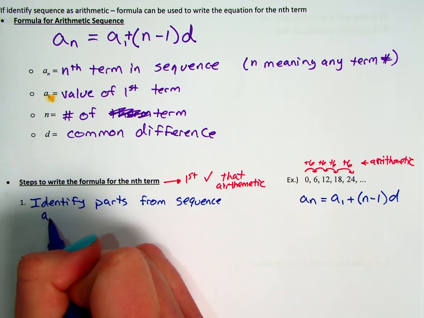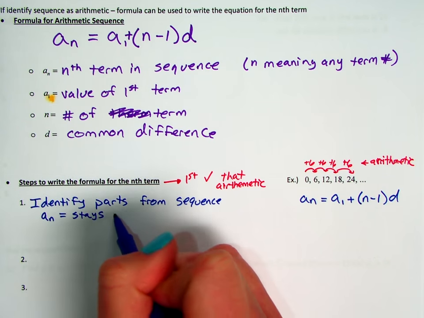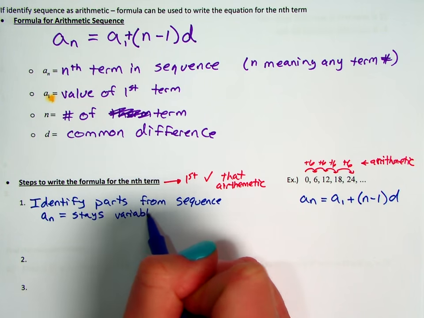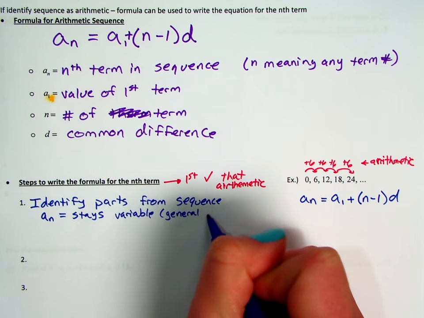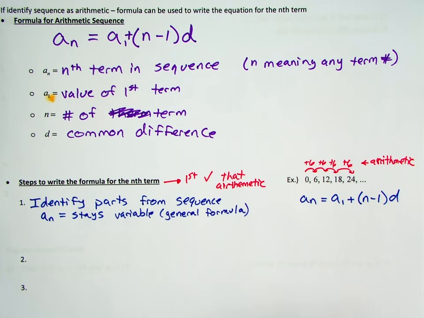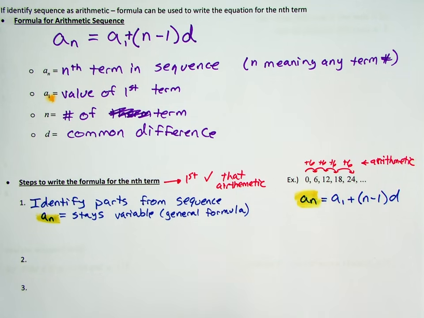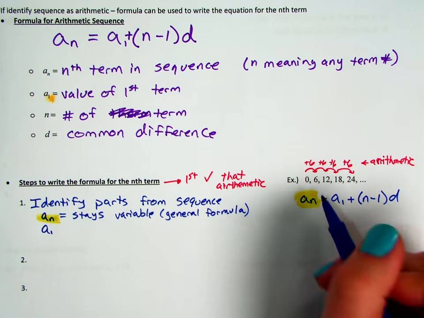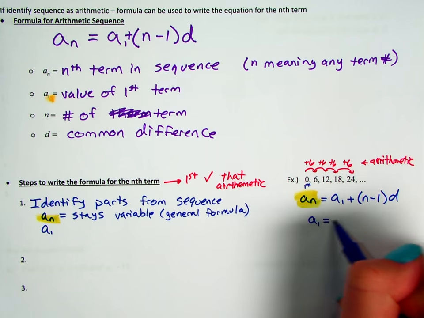So let's start out by saying a sub n stays variable. We're not going to put anything in its place because we're trying to write a general formula. So when I look at this one here, a sub n is just going to stay a sub n because we're trying to write a general formula. Then the next term I see is a sub 1, which means we have to plug in the first term. So in this case, my first term is 0, so I know a sub 1 is 0.